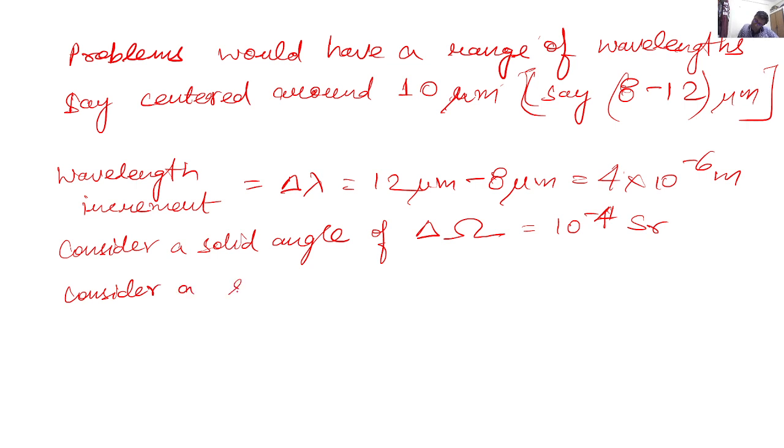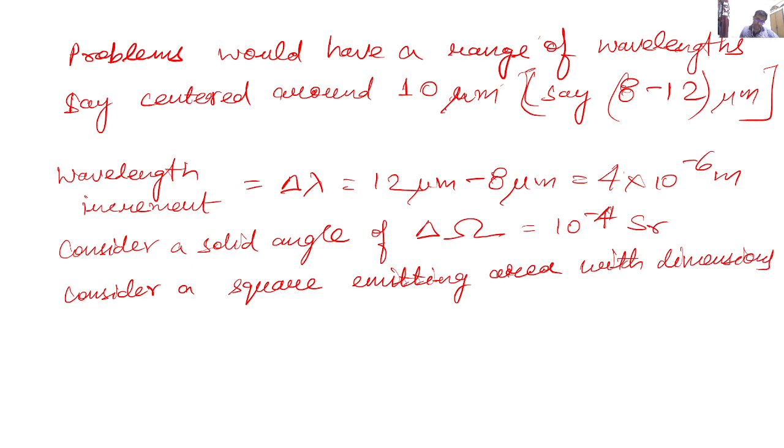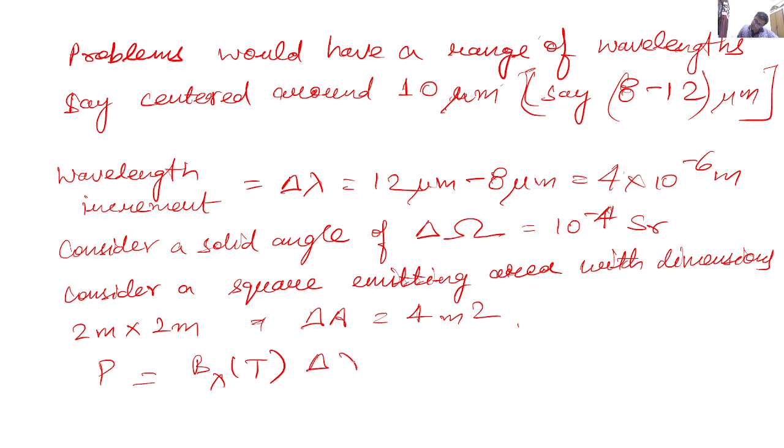Consider a square emitting area with dimensions 2 meter by 2 meter, which is delta A, written as delta A, is 4 square meters. So the power emitted would be B lambda T times delta lambda delta omega delta area, because it was per wavelength, per steradian, per solid angle, per cross section area. So that is why we are doing it, per area.